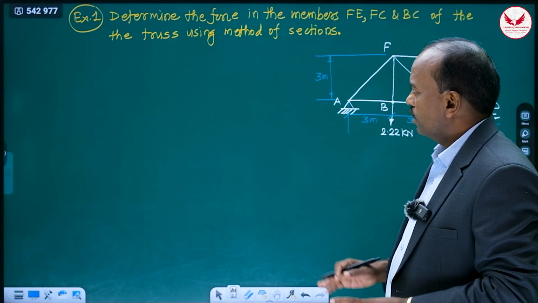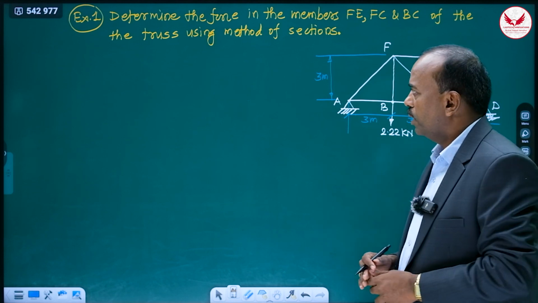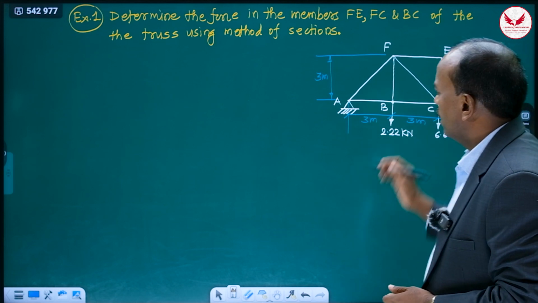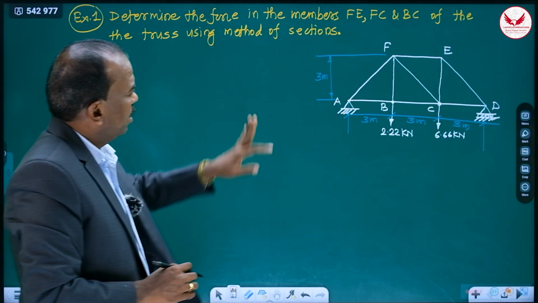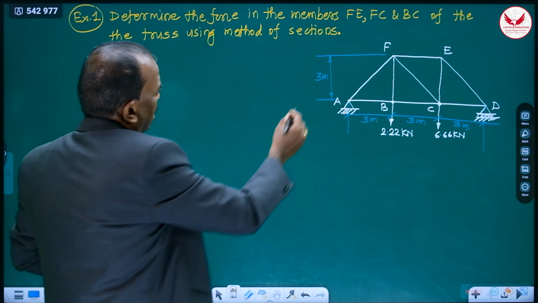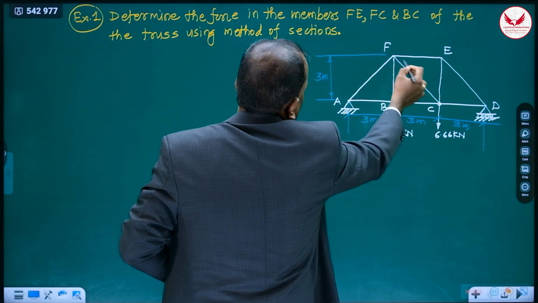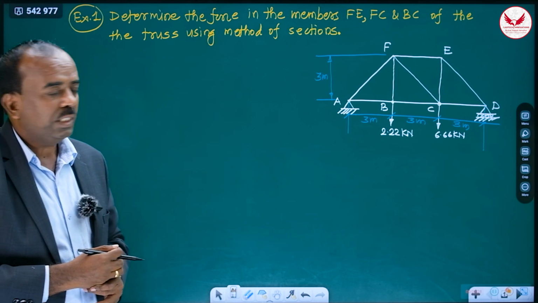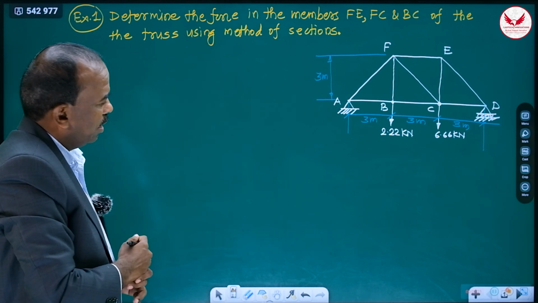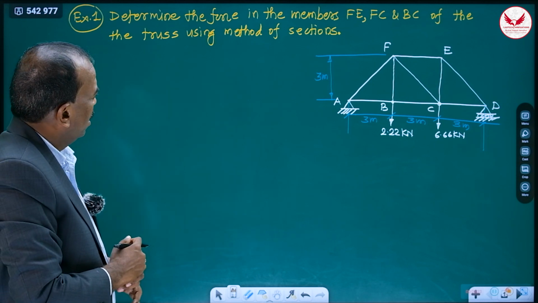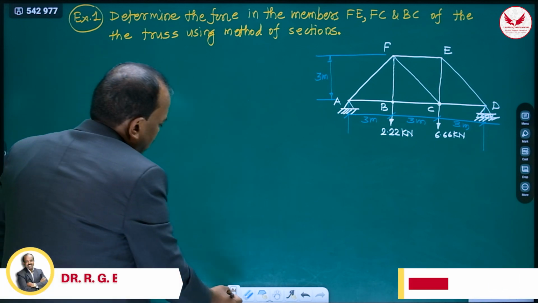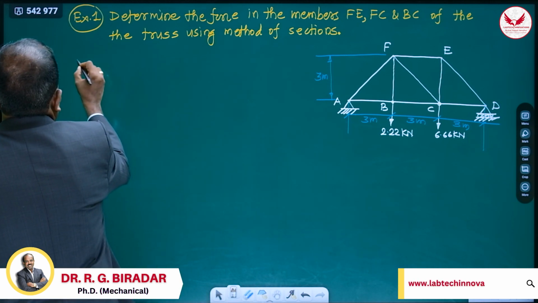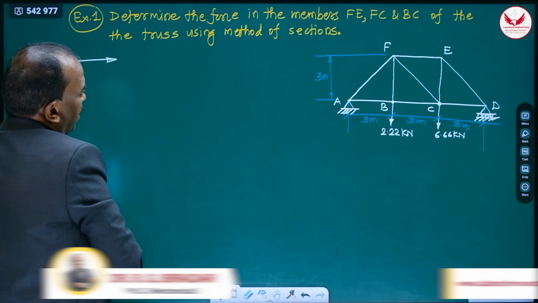Now we'll see the very first example of section method. The problem is what? Determine the force in the members FE, FC and BC of the truss using method of section. So which are the members? FE means this member, FC and BC, these 3 members are there. And whenever the forces in a few members are asked, section method is always the best method. Then which are the steps in solving the problems of section method? Those we'll see.